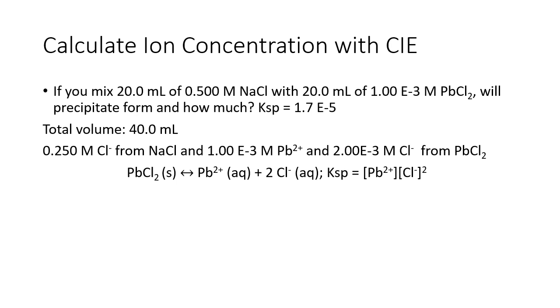And if we plug that in for our KSP, we have 1 times 10 to the negative third times 0.252 squared. We get 6.4 times 10 to the negative fifth, which is greater than 1.7 times 10 to the negative fifth, and it will therefore shift towards precipitate. So we need to figure how much precipitate will form.